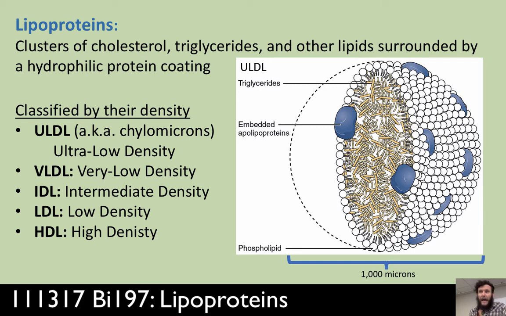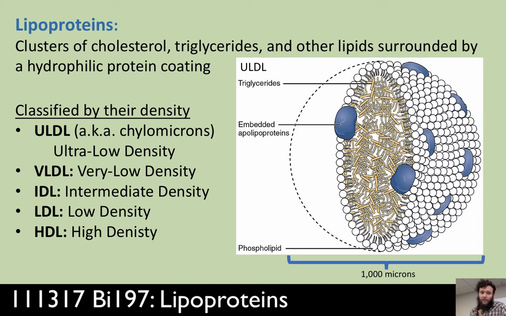So the least dense of them are called chylomicrons. Also ULDL, ultra low density lipoproteins. And these ULDL molecules are the vehicle, as we'll see in a moment, for getting lipids out of the gastrointestinal system and into the bloodstream. And then the rest of them are essentially distributive within the bloodstream. There's very low density, intermediate, low, and high density lipoproteins. We're going to see what each of them does one at a time.